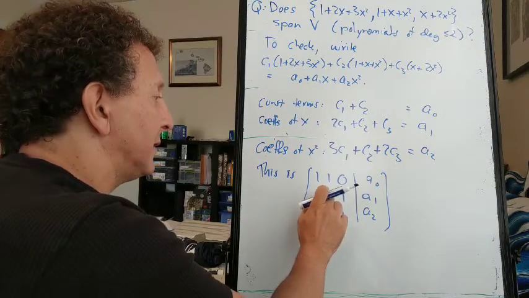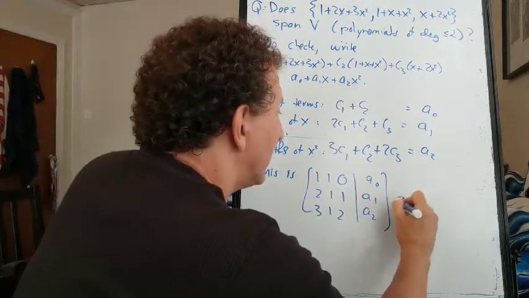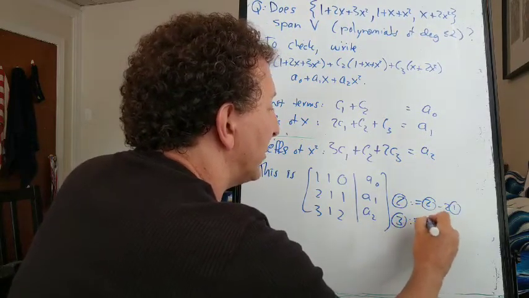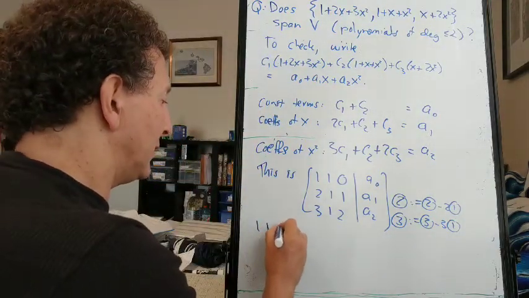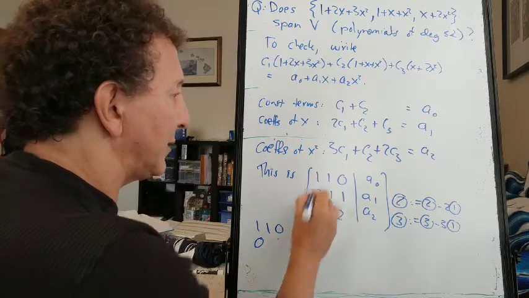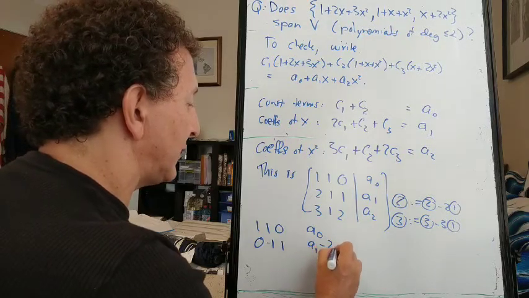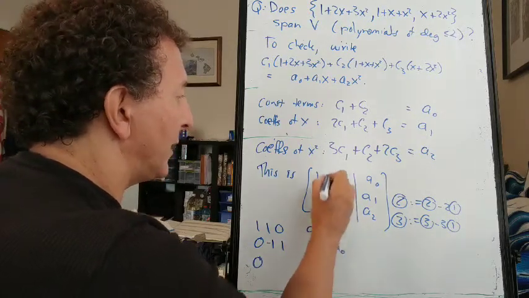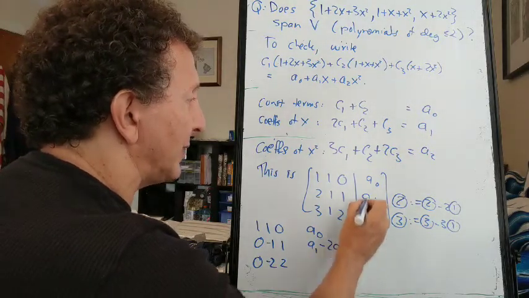Well, let's take 2 times the first row away from the second row and 3 times the first row away from the third row. So row 2 becomes row 2 minus 2 times row 1. Row 3 becomes row 3 minus 3 times row 1. And then we get 1, 1, 0, a0. 2 minus 2 is 0. 1 minus 2 is negative 1. 1 minus 0 is 1. a1 minus 2a0. And then 3 minus 3 is 0. 1 minus 3 is negative 2. 2 minus 0 is 2. a2 minus 3a0.